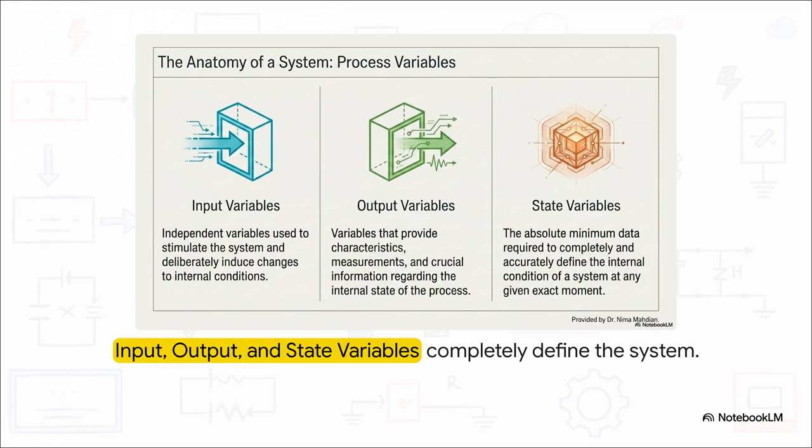Next, we have output variables. These are the measurable characteristics that reflect the results. They give us the crucial intel on what just happened. And finally, state variables. This is the absolute minimum amount of data you need to completely and accurately define the exact internal condition of a system at any precise moment in time.